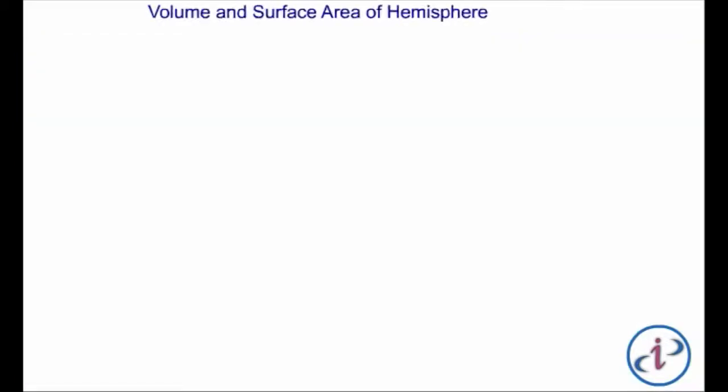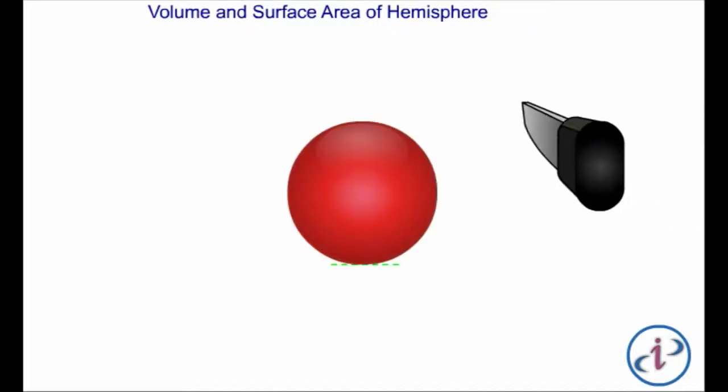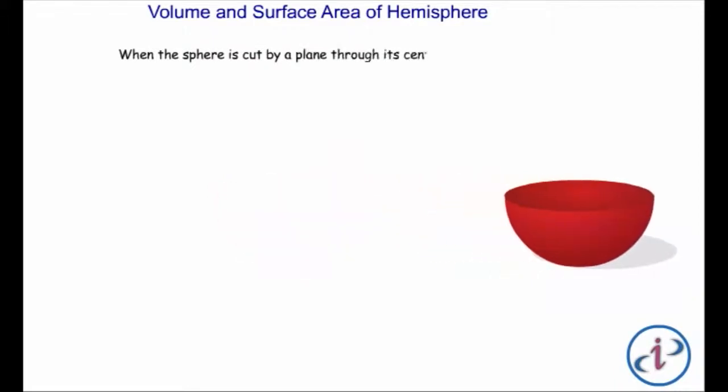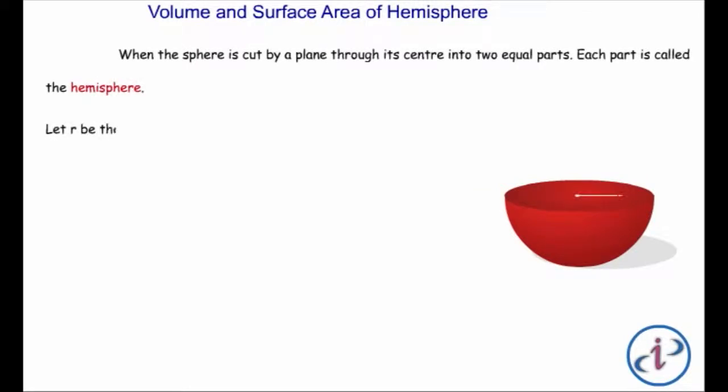Let us learn how to find the volume and surface area of the hemisphere. Have you heard about the term hemisphere? Yes, it is half of the sphere. When the sphere is cut by a plane through its center into two equal parts, each part is called a hemisphere. Let r be the radius of the hemisphere.